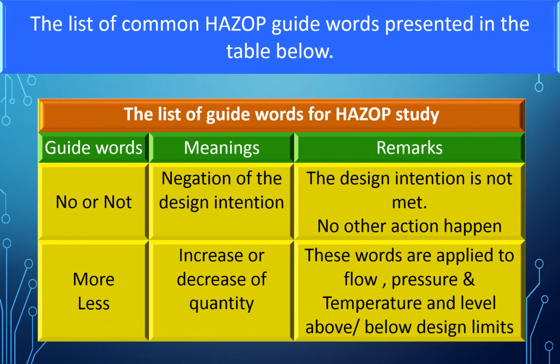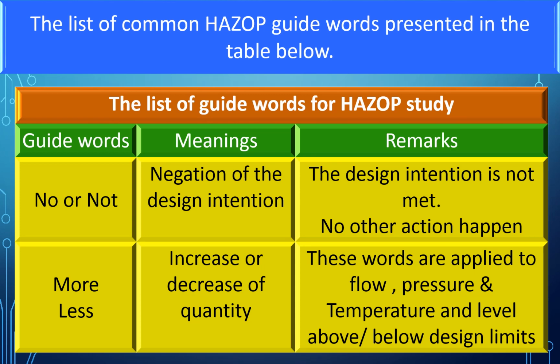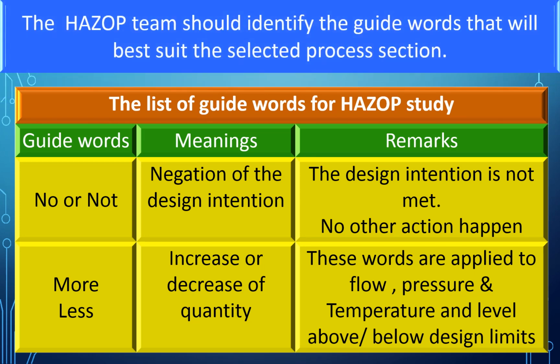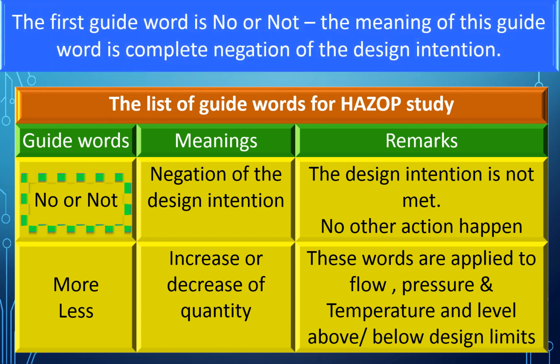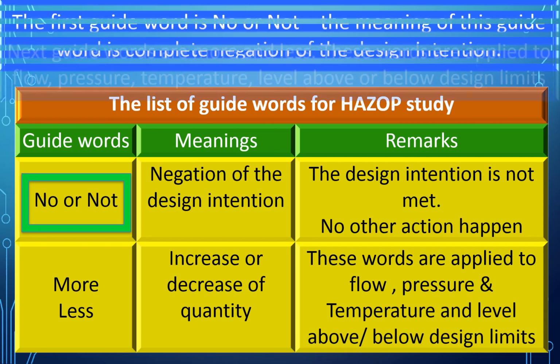The list of common guide words are presented in the table below. The HAZOP team should identify the guide words that will best suit the selected process section. The first guide word is no or not. The meaning of this guide word is complete negation of the design intention.